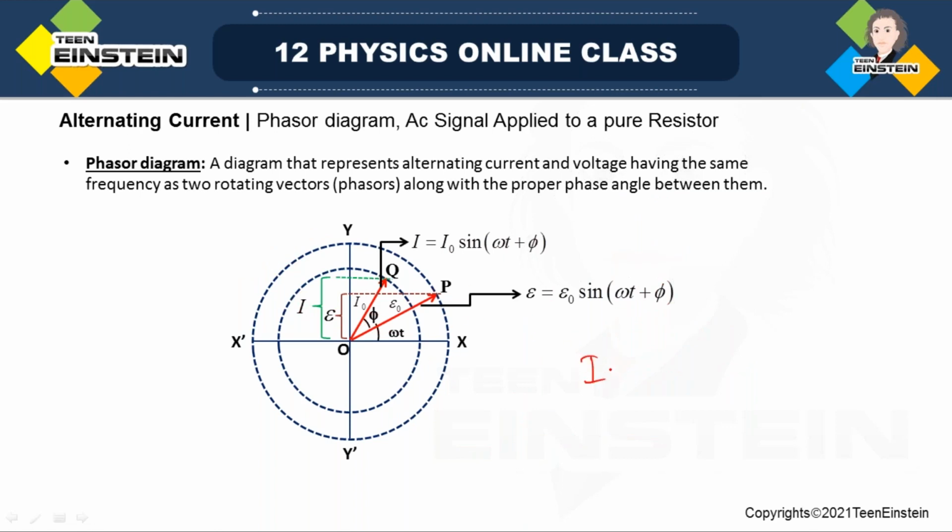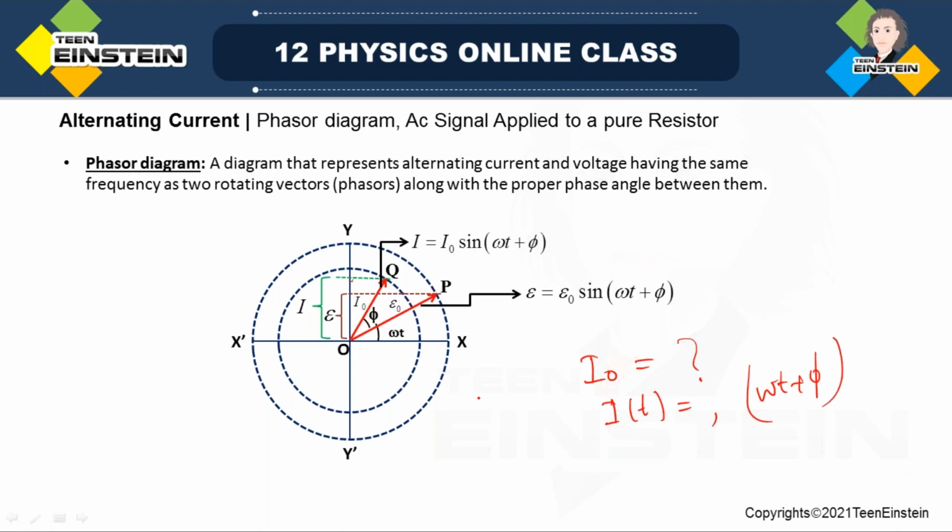Like see here, the current has amplitude I0. If you know the length of this vector, then you will get exactly the amplitude. If you know the projection, then you get the instantaneous value at a particular instant of time, and you know what the phase is at that particular point. If I say the OQ vector, it has phase omega t plus phi.